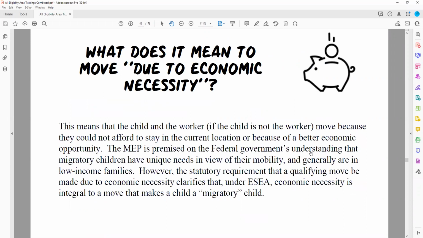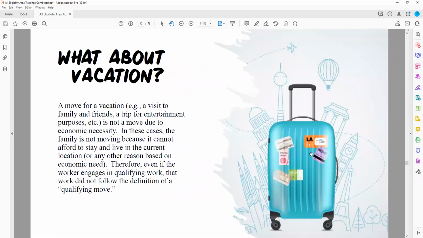Economic necessity. This means that the child and the worker cannot afford to stay in the current location, or because of a better economic opportunity, they're moving somewhere else. So it says the MEP is premised on the federal government's understanding that migratory children have unique needs in view of their mobility and are generally low-income families. However, the statutory requirement that a qualifying move be made due to economic necessity clarifies that that's a really important part of the move. It has to be one of the main factors of why they're moving.